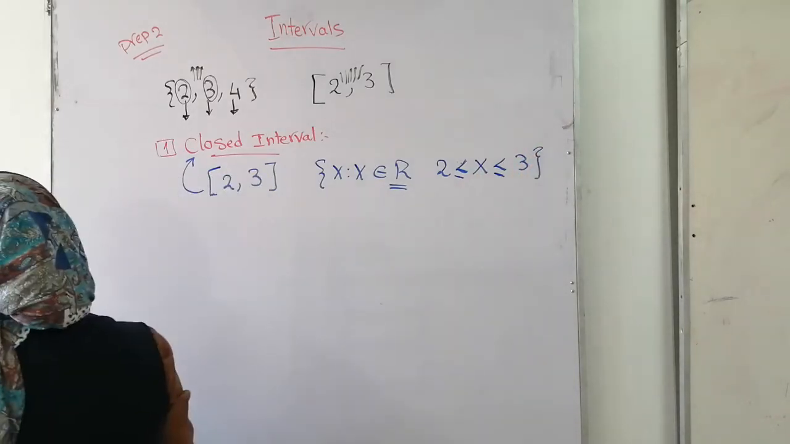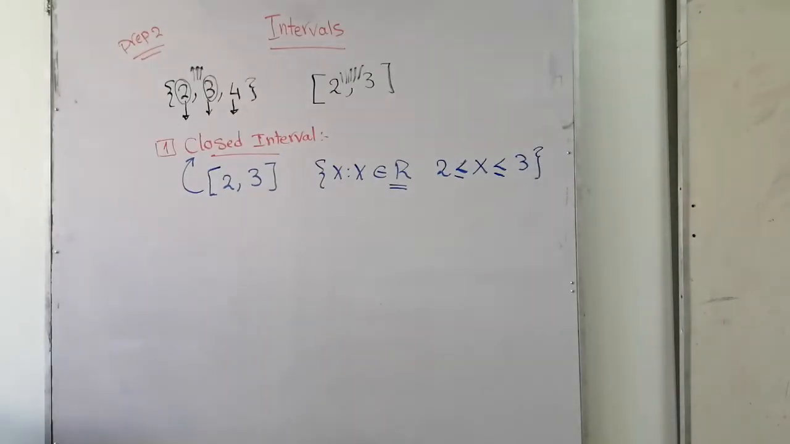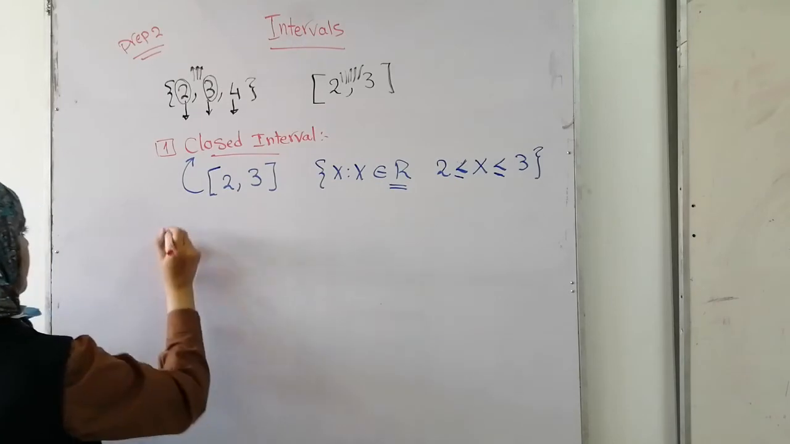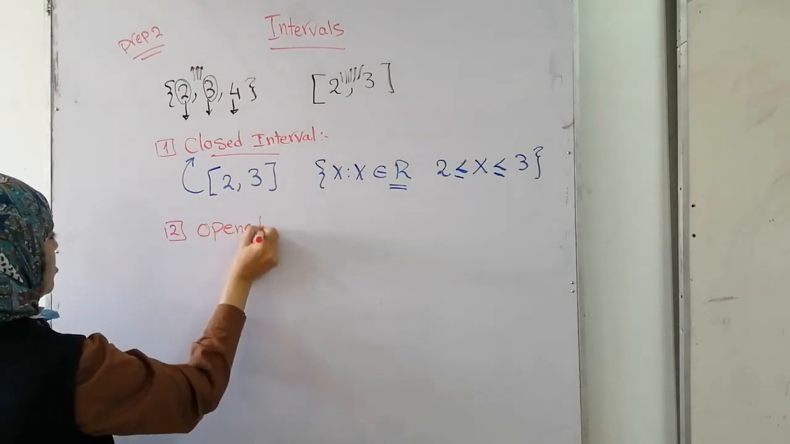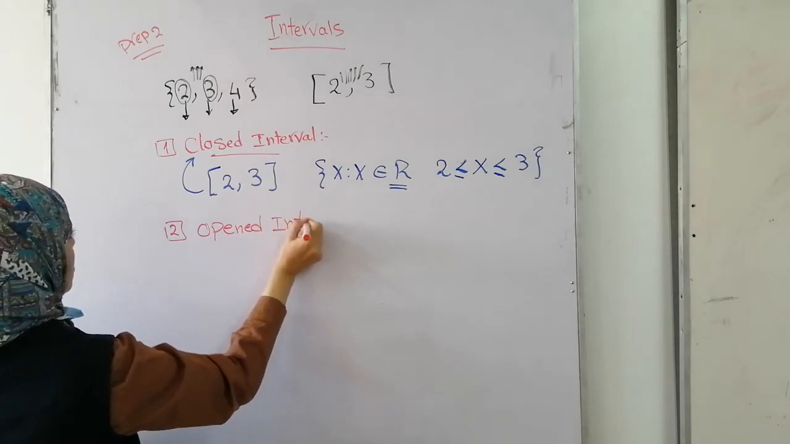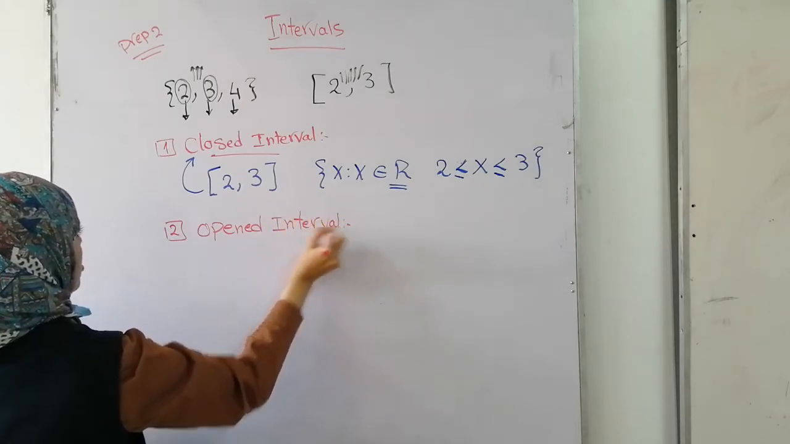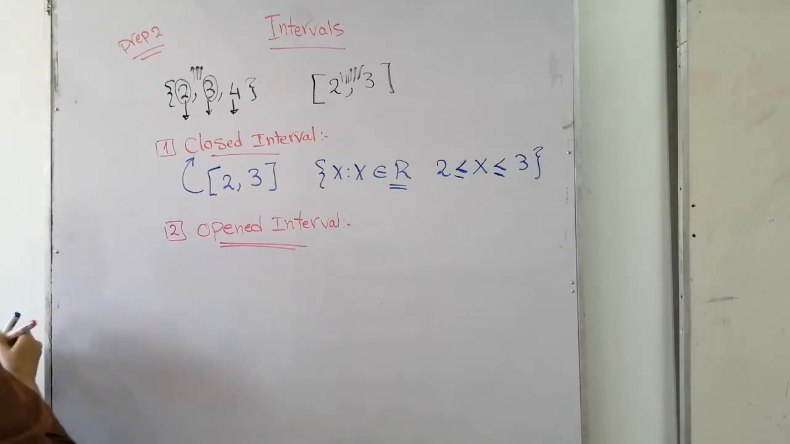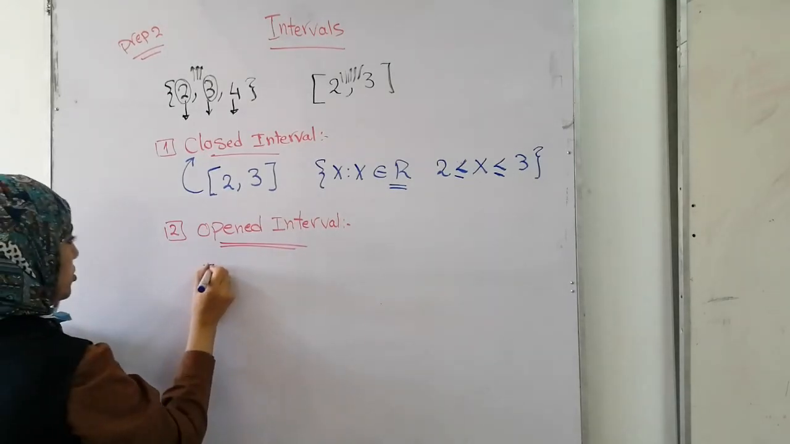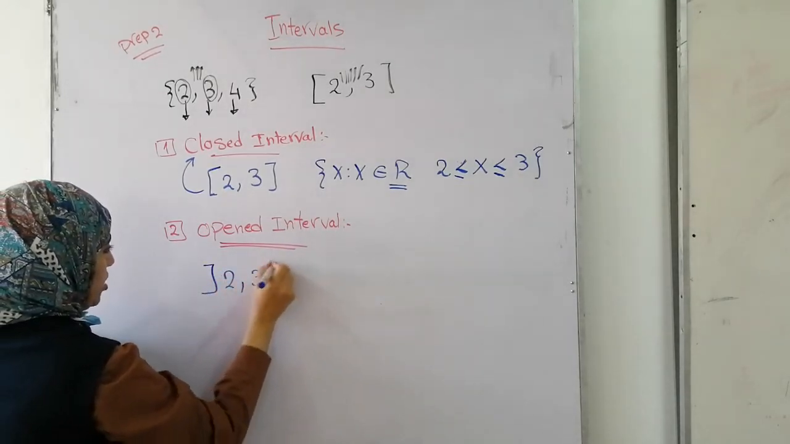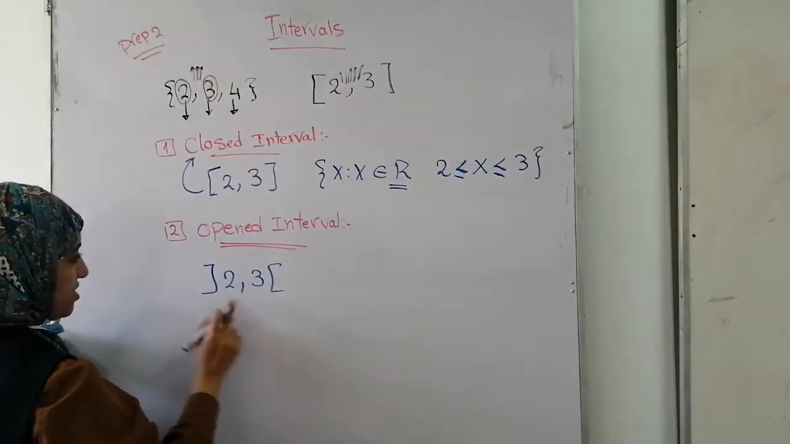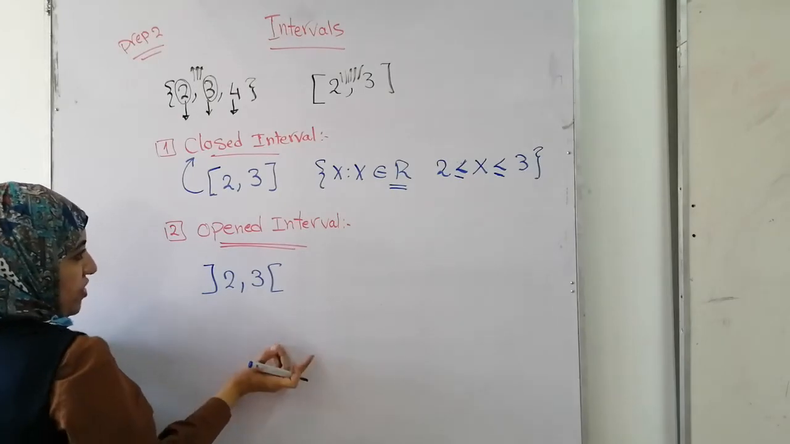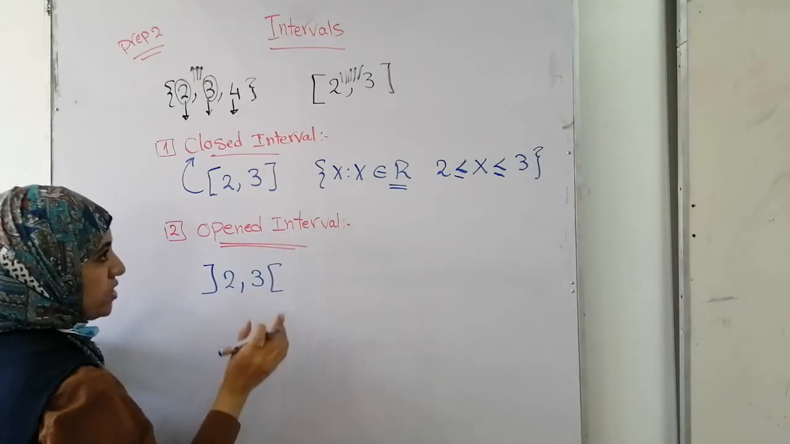Okay. Let's take the other type of the interval. It's called open interval. Open means what? Open means 2 and 3 open. What is this? 2 is not with me and 3 is not with me. Yes, because it's open. Then where are the numbers? The numbers between them.